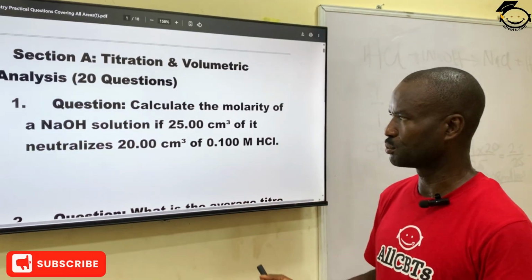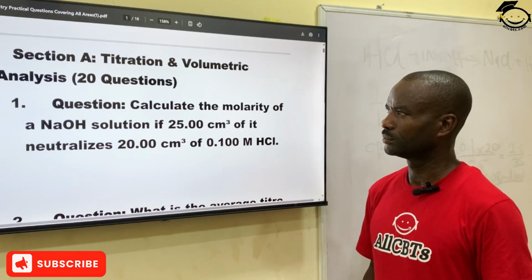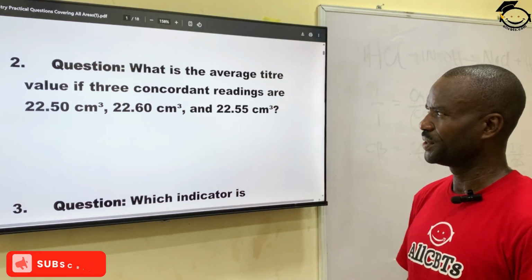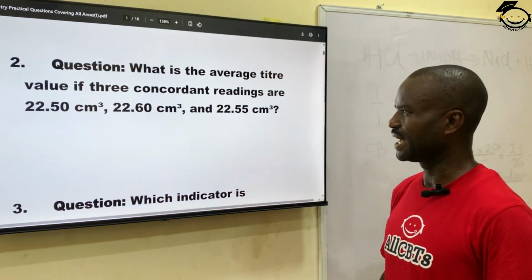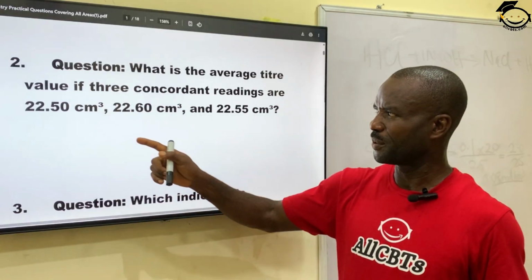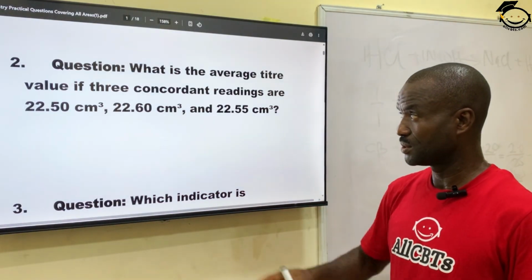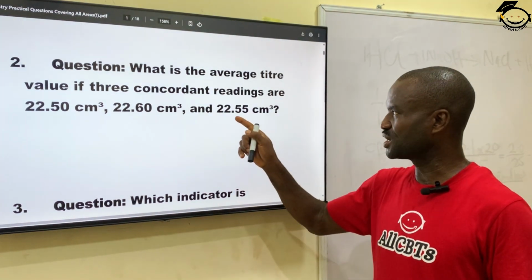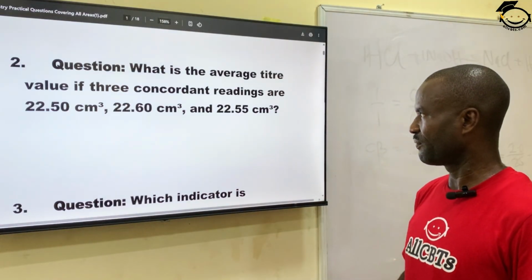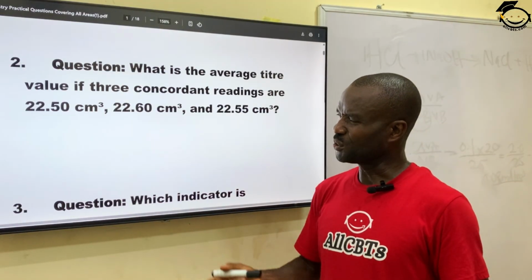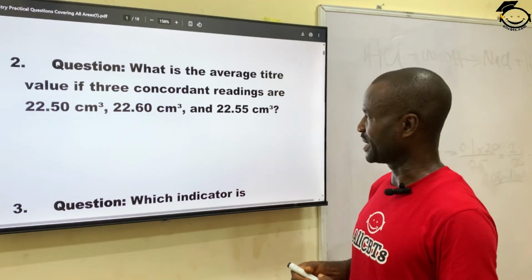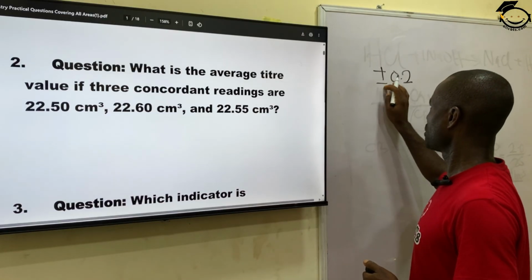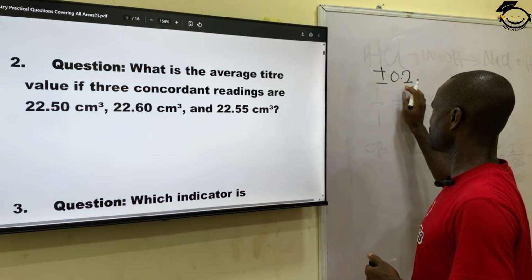All right, question 2. Question 2 says, what is the average titer value if 3 concordant readings are 22.50 cm3, 22.60 cm3, and then 22.55 cm3? For you to take the average of this, you look at the difference. It's always plus or minus 0.2. If it is not more than plus or minus 0.2, you are allowed to take.